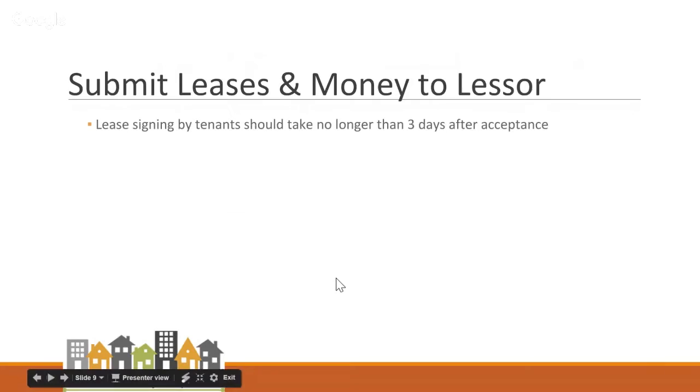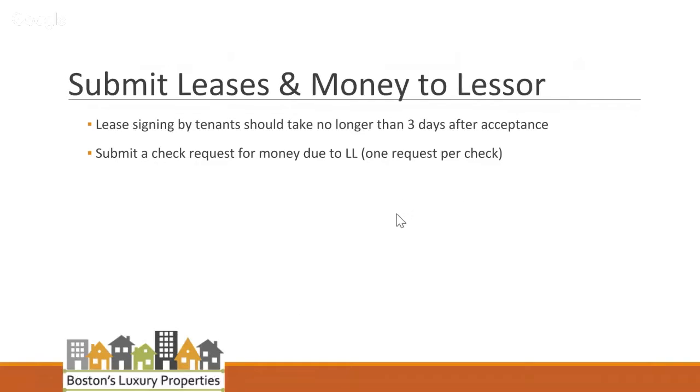Once you get that lease signed, you want to get that over to the lessor as quickly as possible. If any money is due from the office, you're going to get a check request. We haven't covered that in this video, but it's a pretty quick and simple form. One thing to keep in mind: one check request per check. So if you're asking for one check for the last month's rent and one check for the security deposit, that's two separate check requests, two pieces of paper. You can't combine two check requests for two different checks into one piece of paper. We need to be able to keep track of each check request for the accounting.